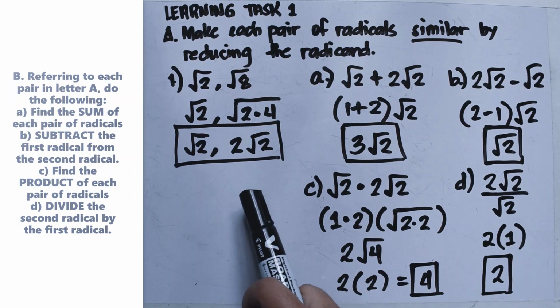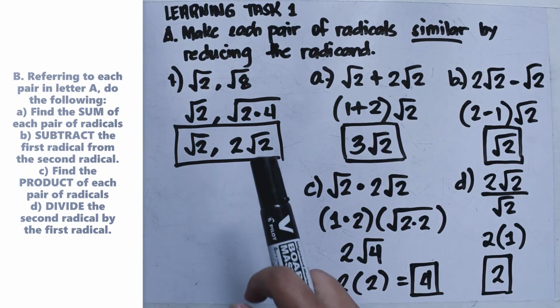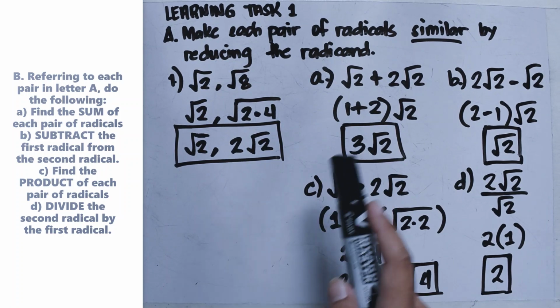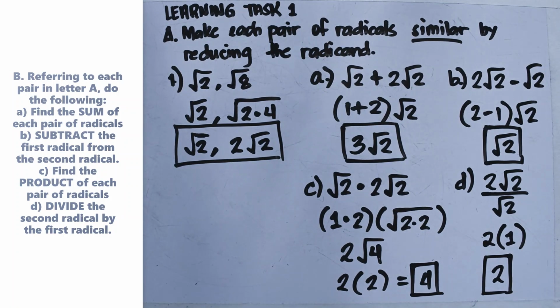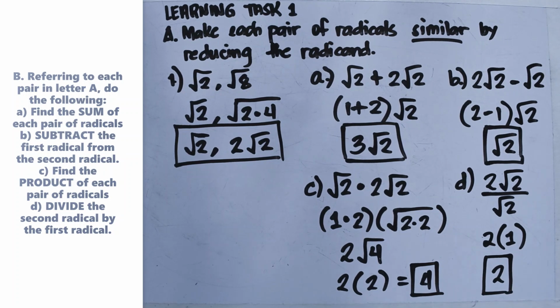So, again, ang unang ginawa natin ay ginawa nating similar by reducing the radicand. So, kapag tapos na natin gawing similar, sasagutan na rin agad natin yung letter B sa learning task, which is yung 4. Find the sum, yung ating isasubtract natin, imumultiply natin, and dinidivide natin. Nakuha. So, let's now proceed with number 2 since we're done with number 1. So, tandaan ito ha. Okay na. So, number 2 na po tayo.